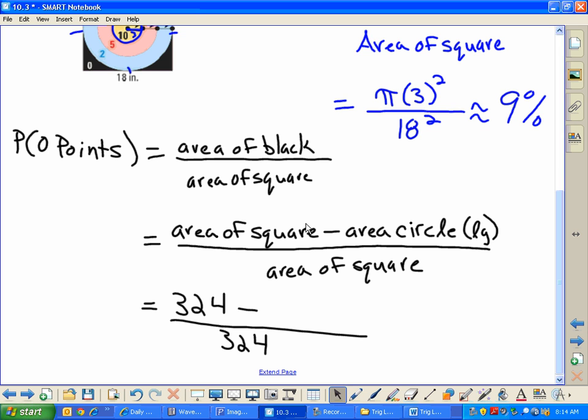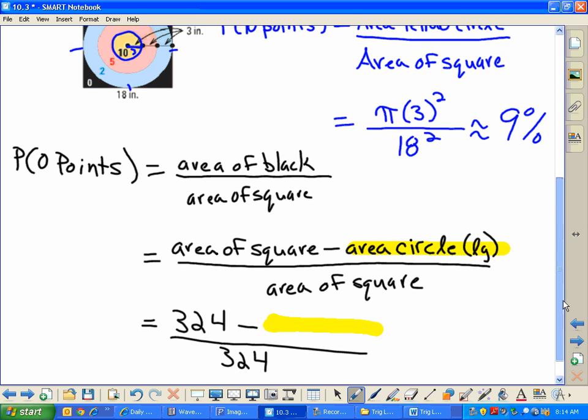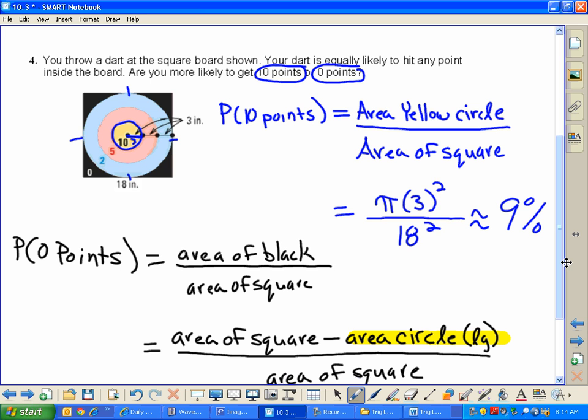Now, we have to think a little bit more about this area of the large circle, because that's what I need to figure out there. And as I look, the area of the big circle has this as my radius, that piece right there. And if each of these little increments is 3 inches, 3 plus 3 plus 3, the radius of the big circle is actually 9 inches. You could also look at the base of your square. That radius is going to be half of the side of the square. So half of 18 also gives you 9 inches.